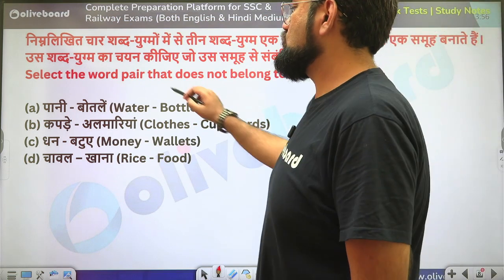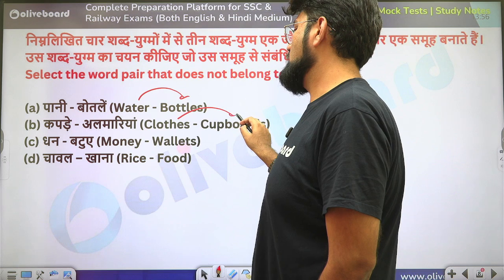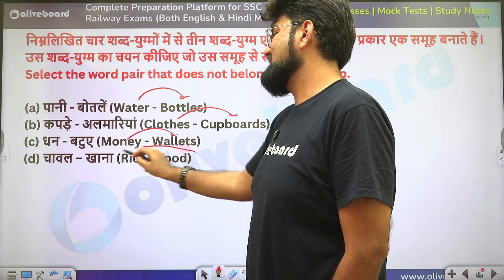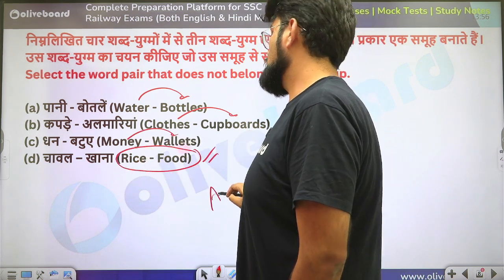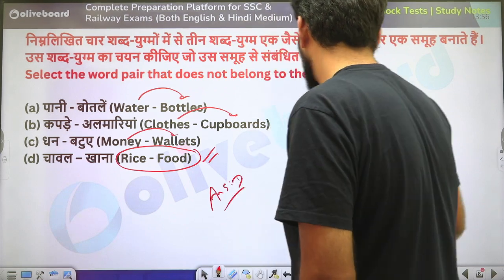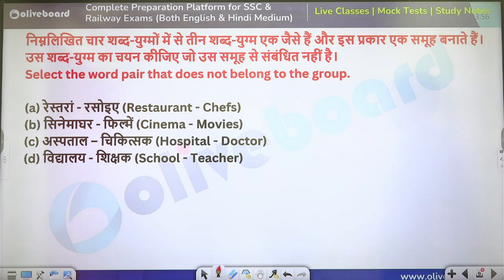Water is kept or stored in bottles. Clothes are stored in a cupboard. Money can be stored in wallets, but rice and food are not related in that way. So option D is the odd one out. These are all previous year questions, by the way. I've just removed the labels, but they are all previous year questions.